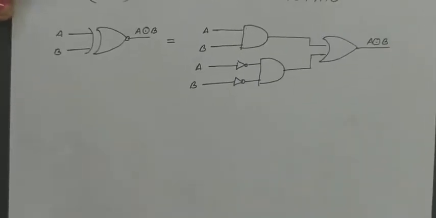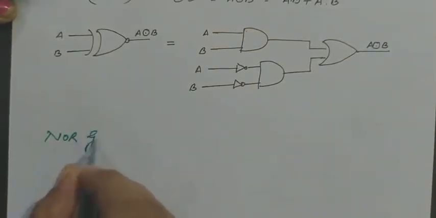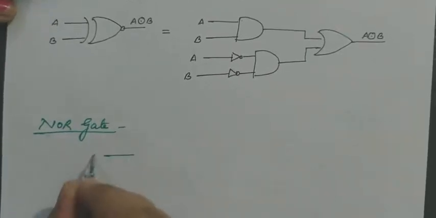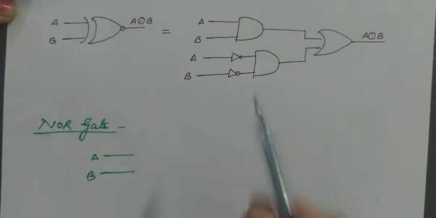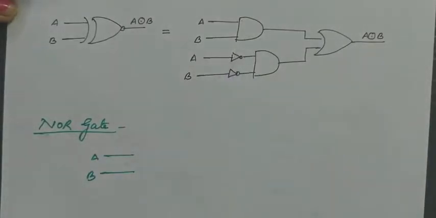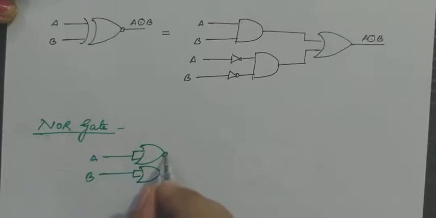First we will use NOR gate for making this XNOR gate. So we have input line A, we have input line B, and which is attached to an AND gate. So we'll add an AND gate here. This is the AND gate.